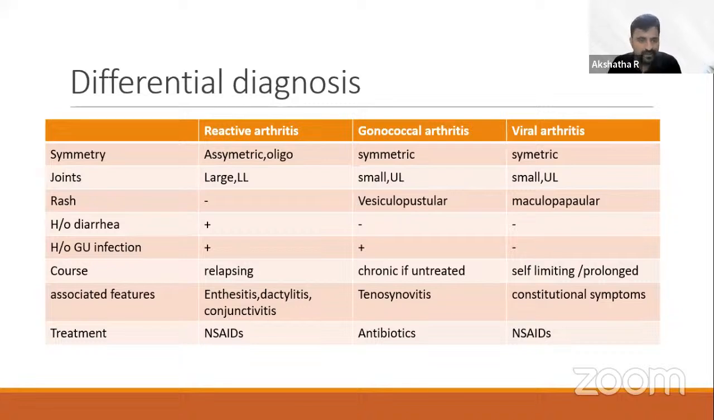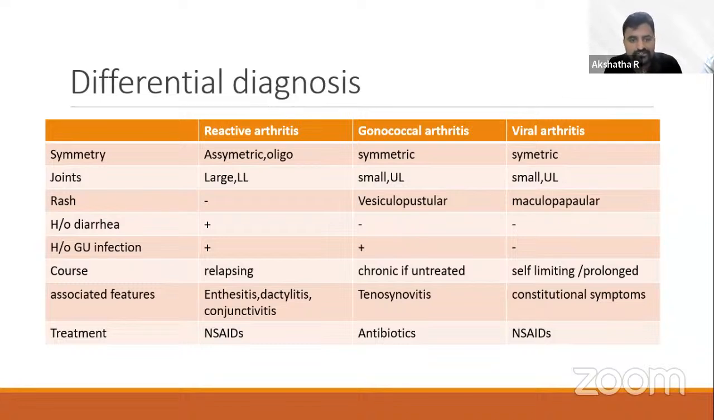There can be a history of diarrhea in cases of reactive arthritis, and a history of genitourinary infection is common to reactive and gonococcal arthritis and rarely viral arthritis. And reactive arthritis classically can have a relapsing or chronic course, and gonococcal arthritis will have a chronic course only if untreated, and viral arthritis is usually self-limiting, and rarely it can have prolonged arthritis like in Chikungunya arthritis.